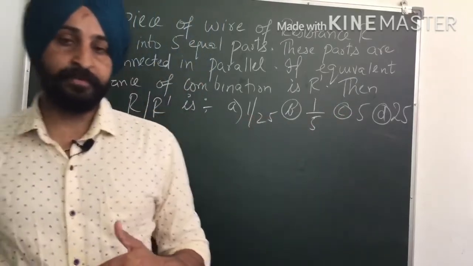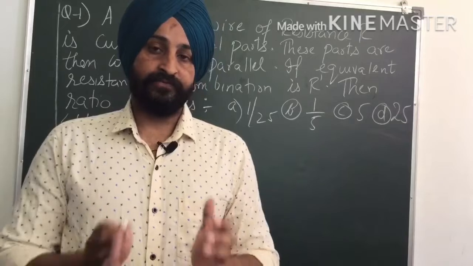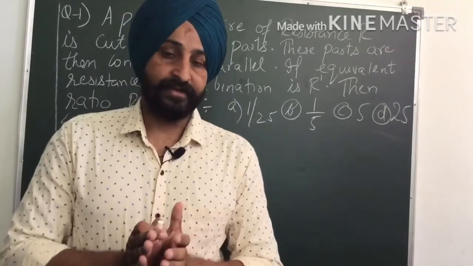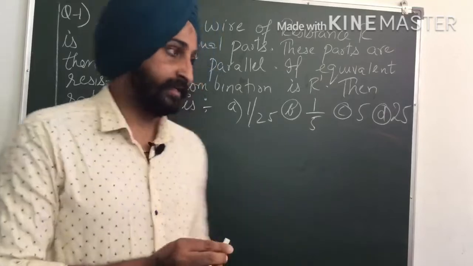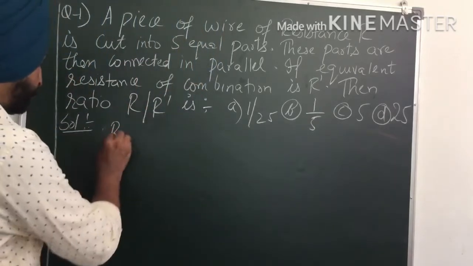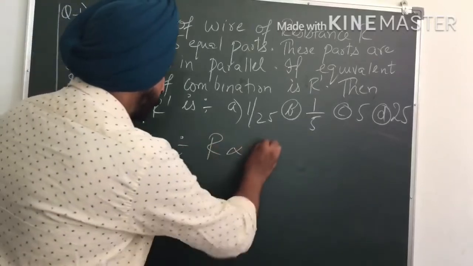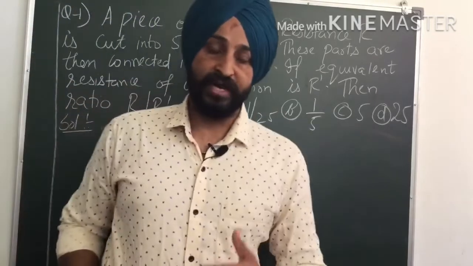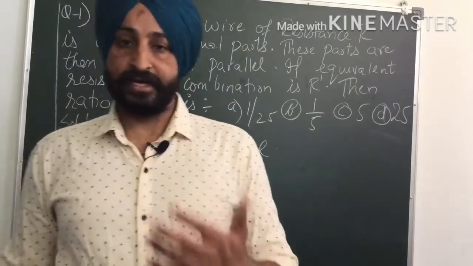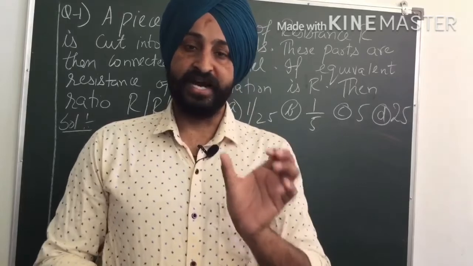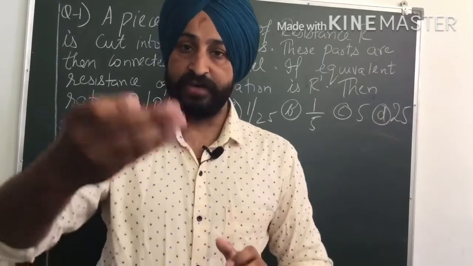See, the basic concept behind this question is that the resistance of a wire is proportional to its length. Fine. So the basic concept over here is R is proportional to L. So if you have a wire whose resistance is R and you are cutting it into 5 equal parts, then each part will have resistance equal to R by 5.